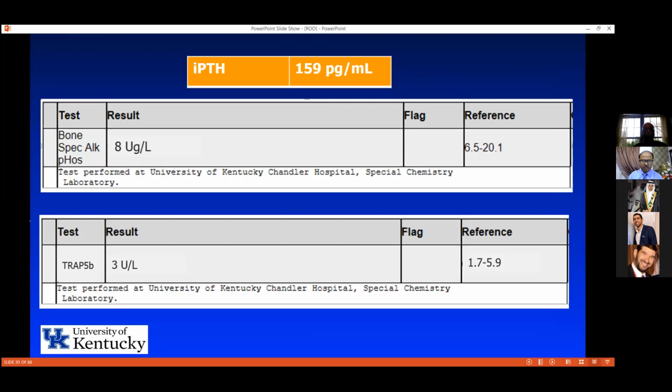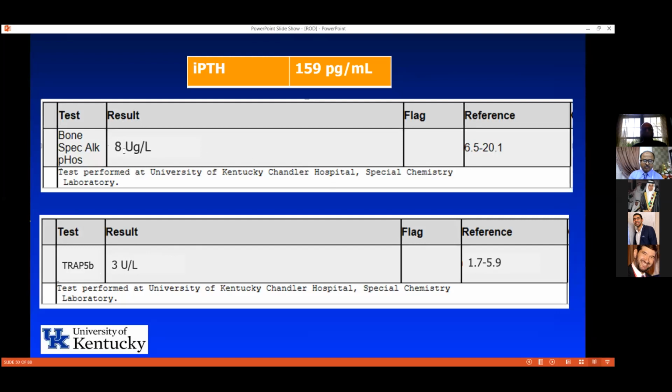Very good. So for this patient here, we did bone-specific alkaline phosphatase, and we did the tartrate-resistant acid phosphatase, TRAP 5b. And here is the result. The normal value for the bone-specific alkaline phosphatase is 6.5 to 20, and this patient has a value of 8. And the TRAP 5b was 3, and the normal value is 1.7 to 5.9.